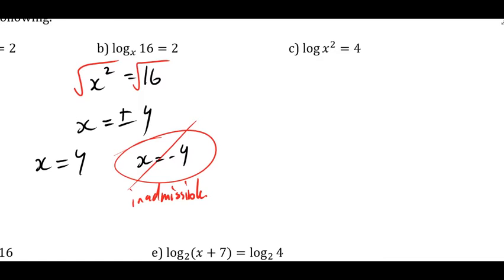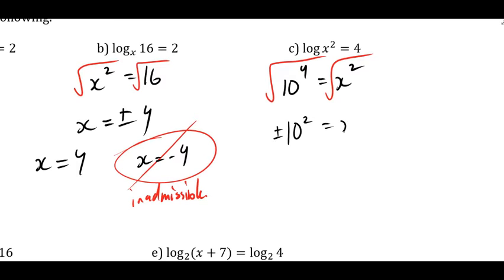Okay, a couple of ways to do this one, and you don't need to know both. I think the normal way of doing this would be to ask, what's the base? It just says log of x squared. What's the base? It's 10, right? So 10 to the 4 equals x squared. If I take the square root of both sides, what do I get? Yeah, nice. 10 to the 2, plus or minus 10 squared equals x. So x is plus or minus 100.